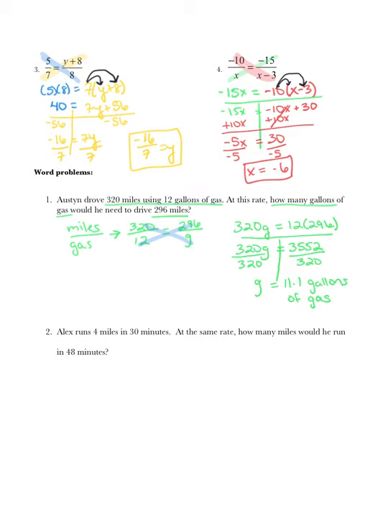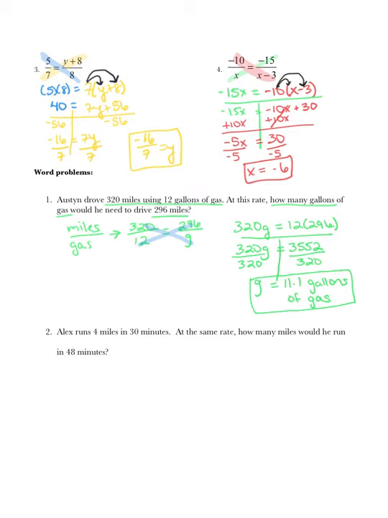We knew part of what we wanted. We knew how far Austin was going to drive, 296 miles, and we could use his earlier gas consumption to figure out how many gallons he would need. So we just set up an application of cross multiplying.